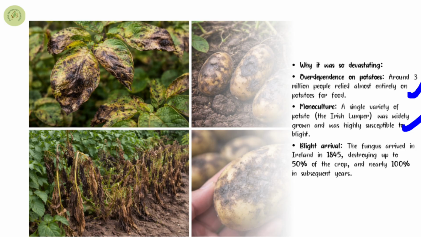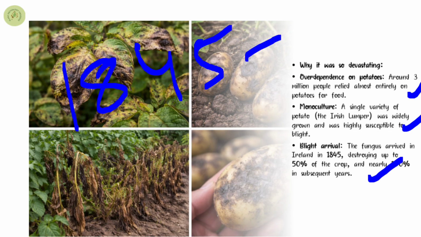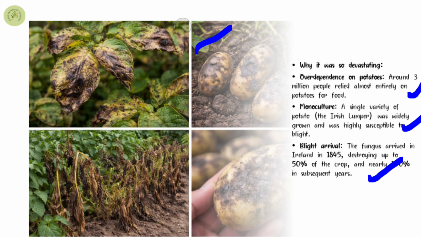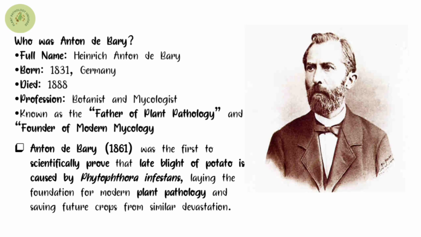Second was monoculture. Monoculture means culturing a similar variety year after year. Since they were dependent on potato, and again in potato on a single variety, that became highly susceptible to the disease. Then the third one was blight arrival. As I already told you, the year was 1845 to 1846. It is the year which caused the havoc in Ireland, the havoc of this particular disease known as late blight of potato, right?